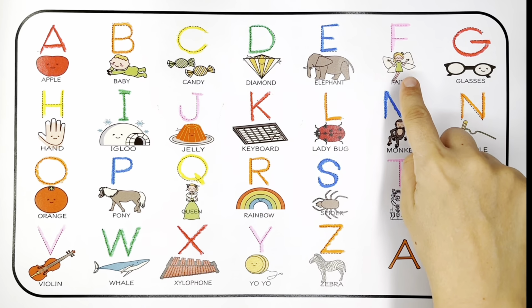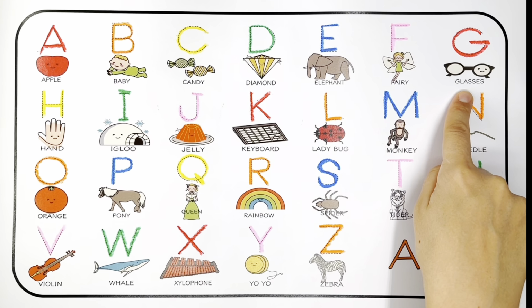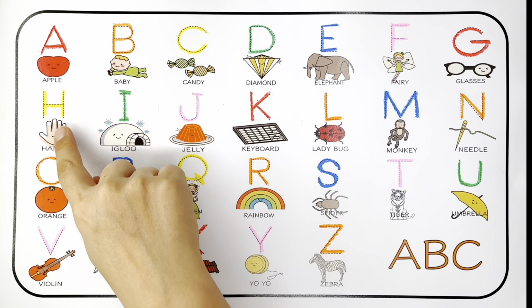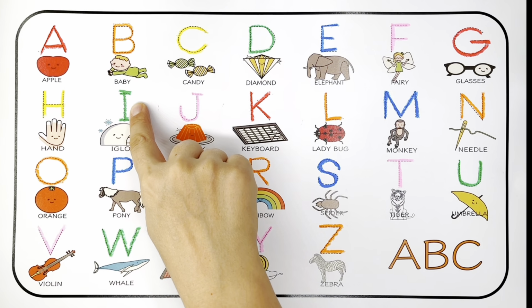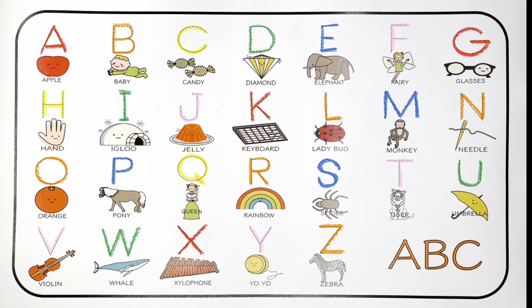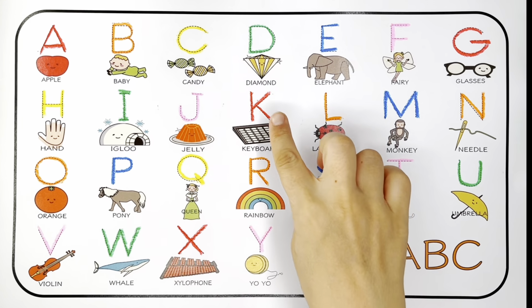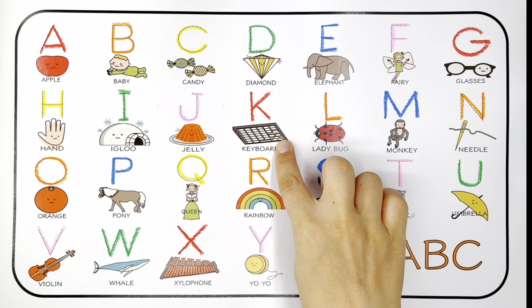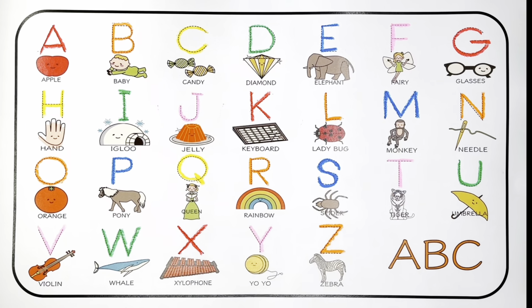F. F is for fairy. G. G is for glasses. H. H is for hand. I. I is for igloo. J. J is for jelly. K. K is for keyboard. L. L is for ladybug.